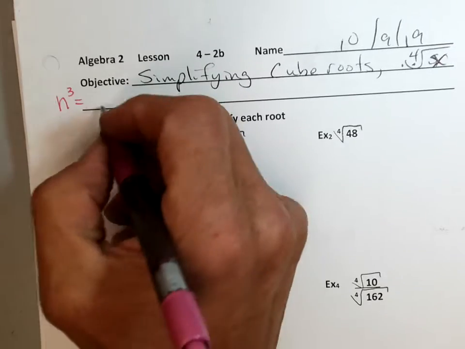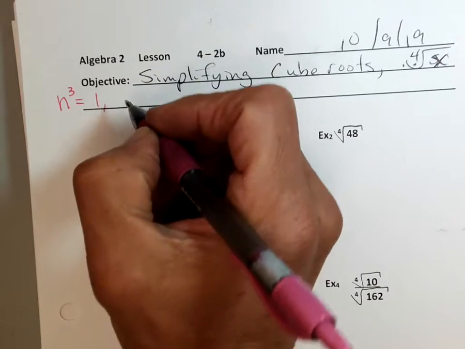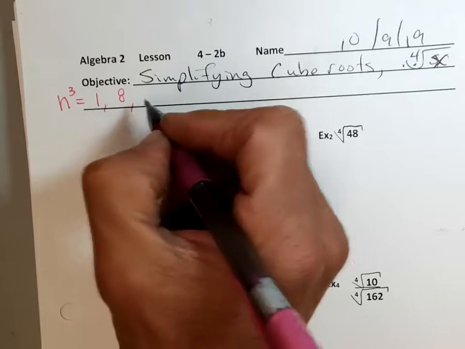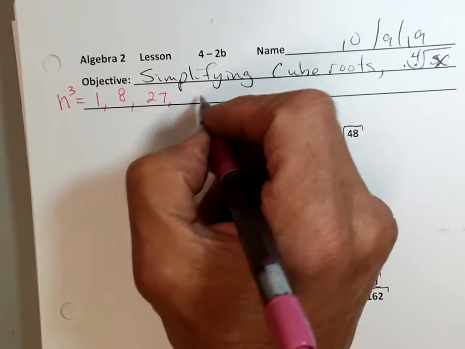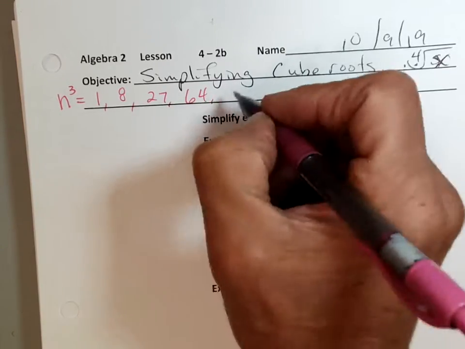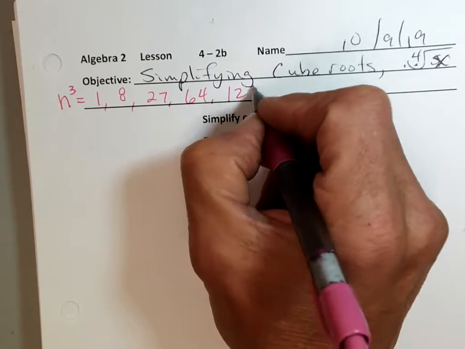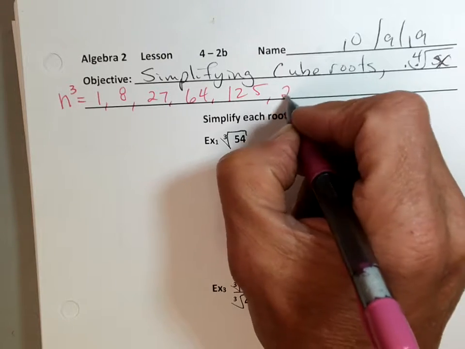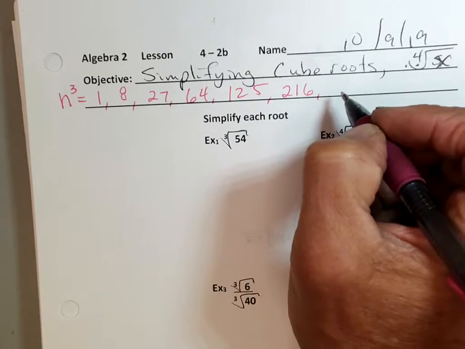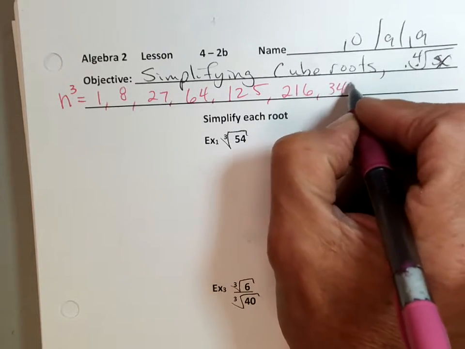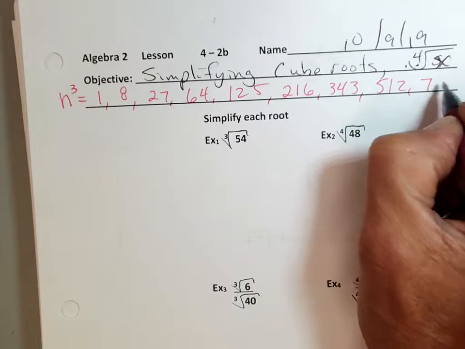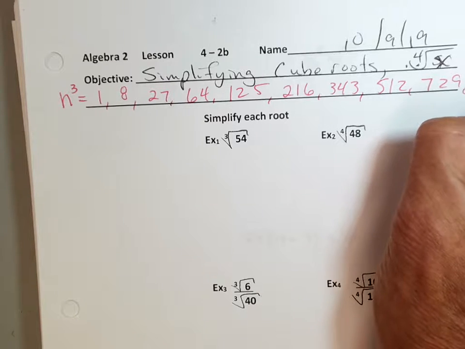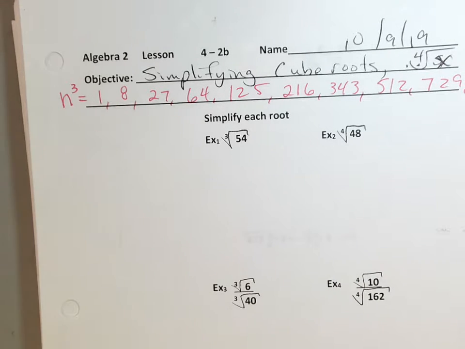So 1 cubed is 1, right? 2 cubed is 8. 3 cubed is 27. 4 cubed is 64. 5 cubed is 125. 6 cubed is 216. 7 cubed is 343. 8 cubed is 512. 9 cubed is 729. And then 1000, okay? All right, good. And then we'll put down the fourth powers after that.